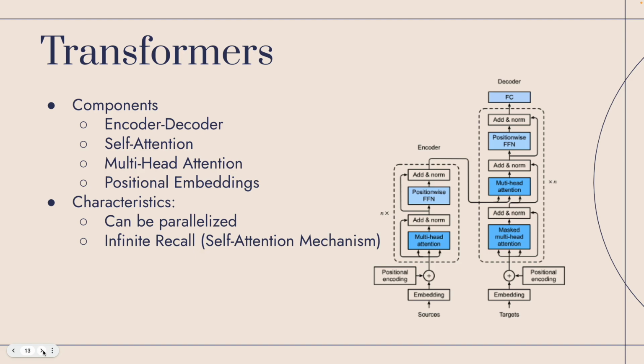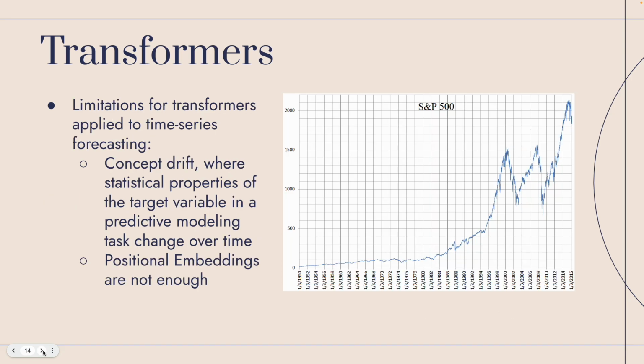However, due to the non-sequential nature of the model, additional positional embedding information needs to be supplied. The non-sequential nature also means transformers are parallelizable and have infinite recall. However, transformers have not been very successful for time series forecasting due to their inability to capture concept drift, where statistical properties of the target variable in a predictive modeling task change over time. Furthermore, position embeddings are only a static way of representing positions and may not be enough for sequential prediction of time series data.